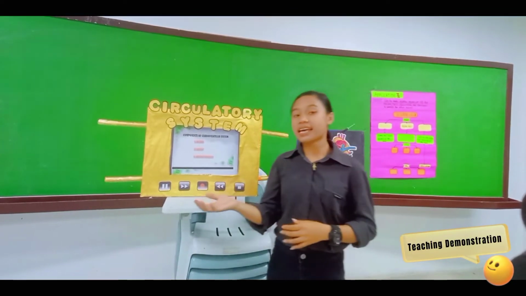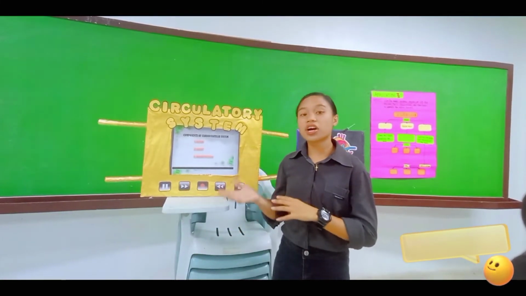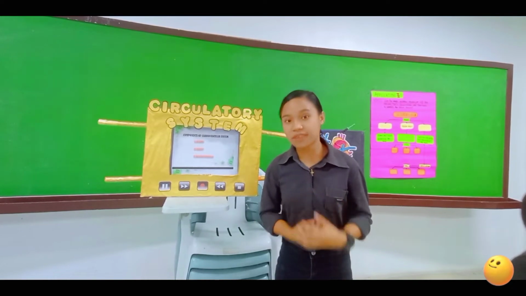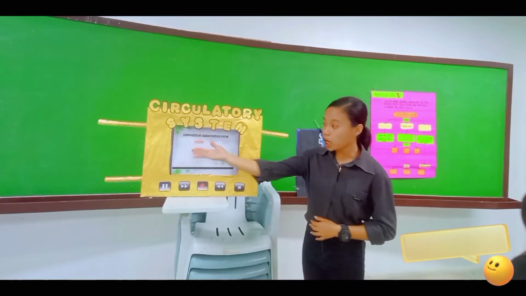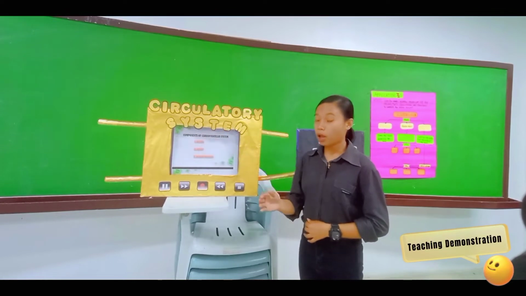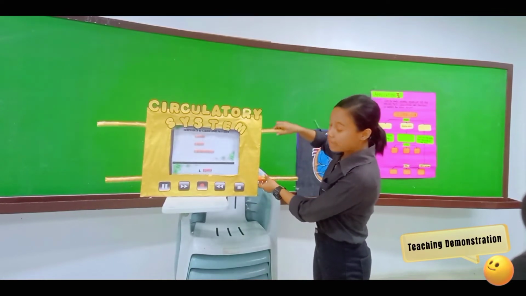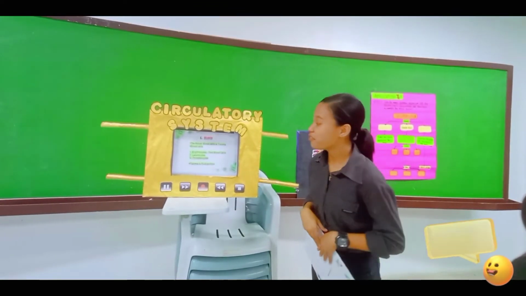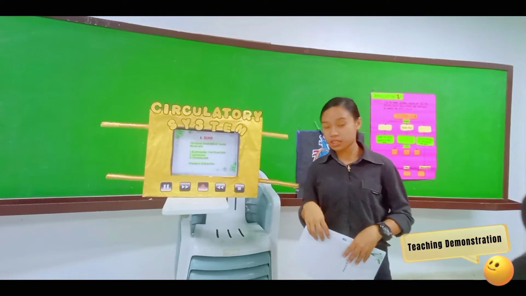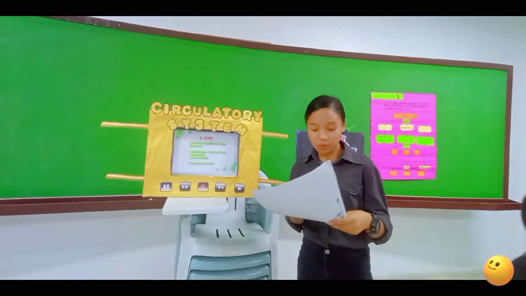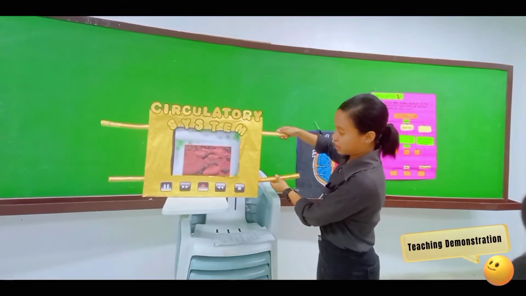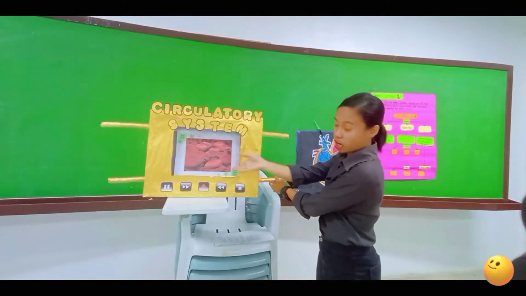Next will be the components of the cardiovascular system. As I said earlier, the parts of the cardiovascular system are the blood, the heart, and the blood vessels. We will tackle the blood first, of course. The first component of our circulatory system is the blood. It carries materials throughout the body. This is our representation of the blood.